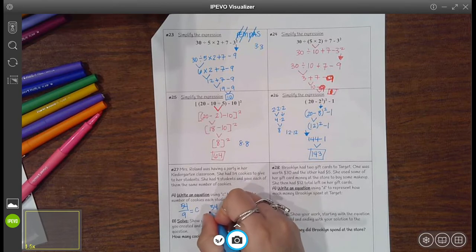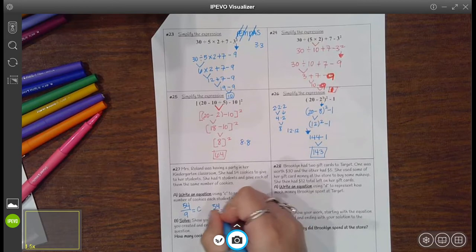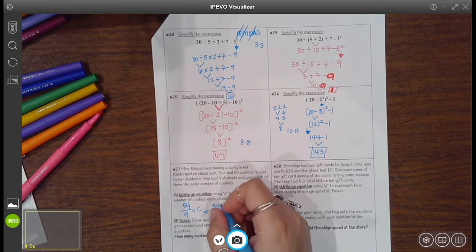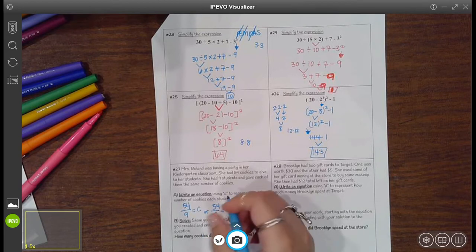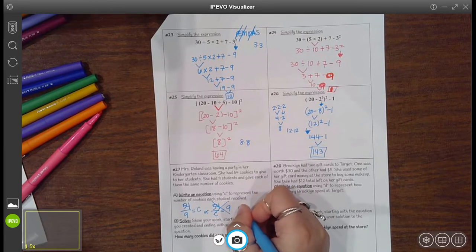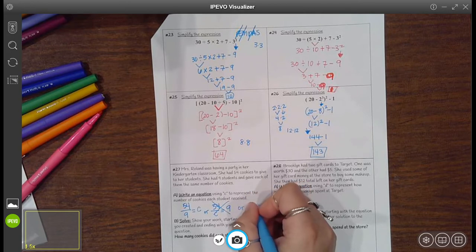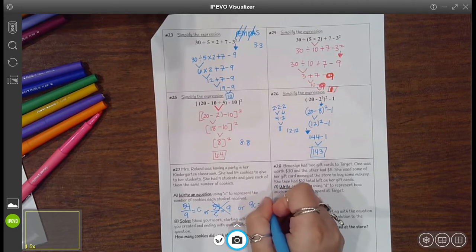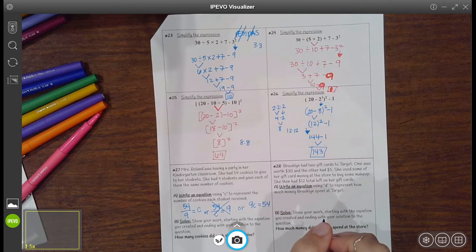Or you could have said 54 divided by C equals 9. This is saying the same exact thing, but I don't really like it this way when you have the variable in the denominator. I would avoid writing it that way, and I'll show you why down below. And then the inverse of dividing is to multiply. So you could have done 9 times c equals 54 as well. Any of those ways would have worked.